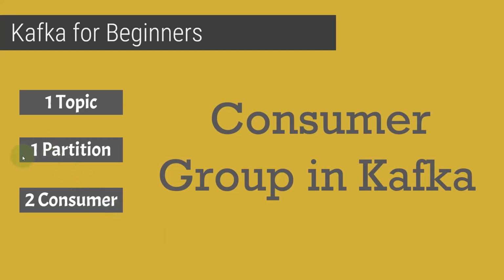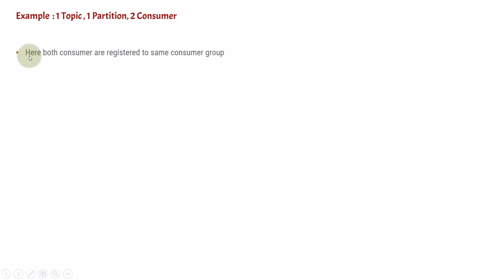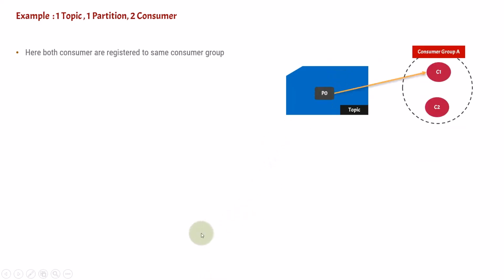So in this, you need to note that the partition is single but the number of consumers is more than 1. Here both the consumers are registered to the same consumer group. So the first prerequisite is what? Both the consumer instances that are running are registered to the same consumer group. So let's say this is the topic and it has only one partition, that is P0. This topic is present inside a Kafka cluster and it has only one partition, P0.